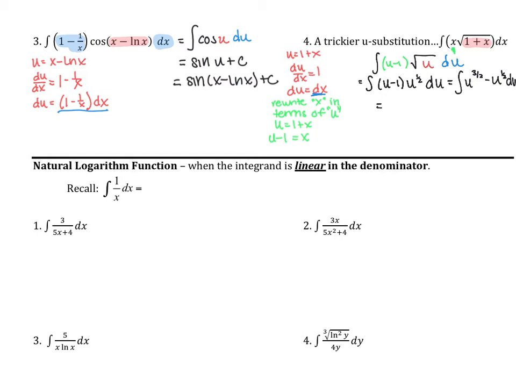And when I go and take the integral of this, I'm going to go up a degree. So I would have u to the 5/2 over 5/2. Oops, that's a minus.